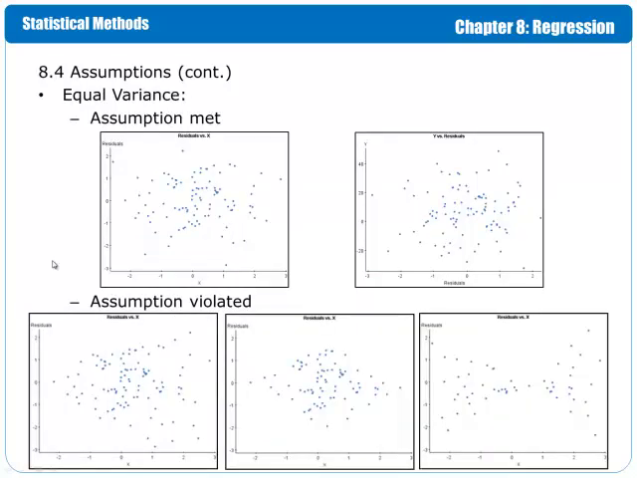For the equal variance assumption, here are two graphs where the assumption of equal variance is met. You can see that there's just a big scatter of points, and there are no patterns that would indicate that the spread of the points is different anywhere along the x-axis. Same is the case for this graph. Now, for these others where the assumption is violated, you can see that there are patterns.